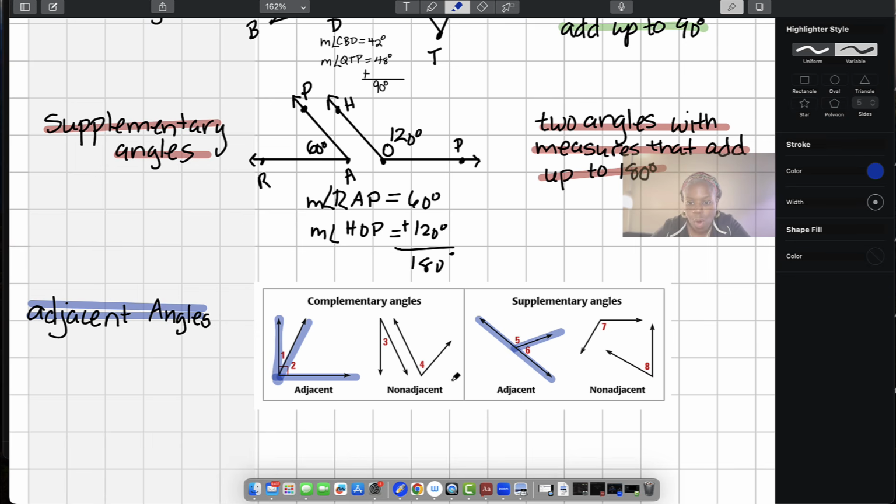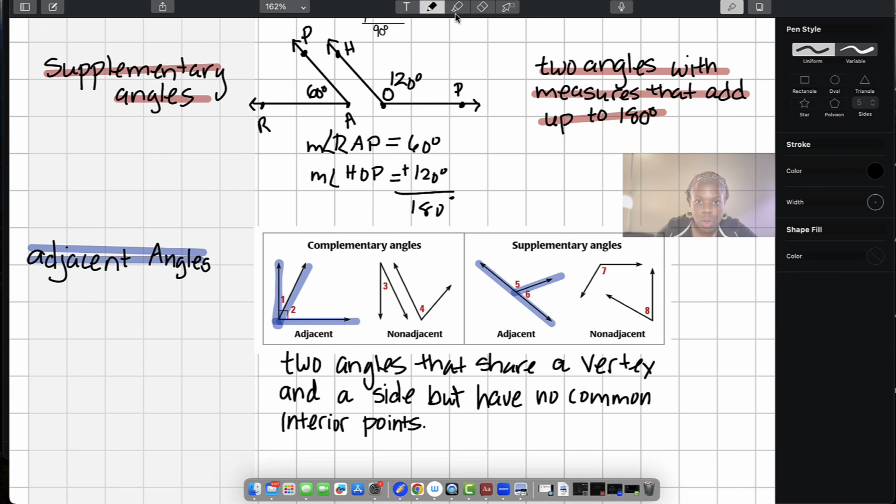And so what we have here would be examples of adjacent and non-adjacent angles. Get that down. I'll write down a little definition for you real quick. So again, when we're talking about adjacent angles, there are two angles that share a vertex, right, and a side, but have no common interior points. So I want you to keep that in mind. The no common interior points is what kind of gets kids.